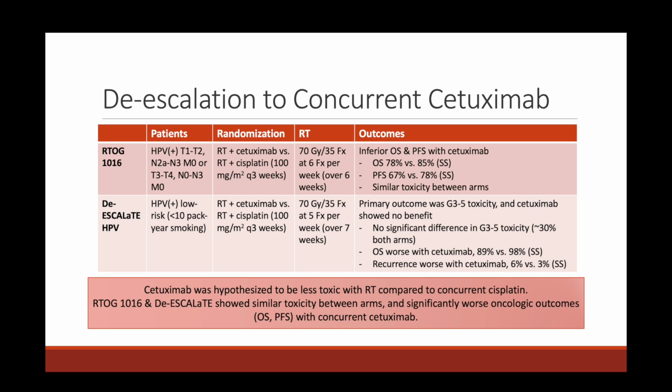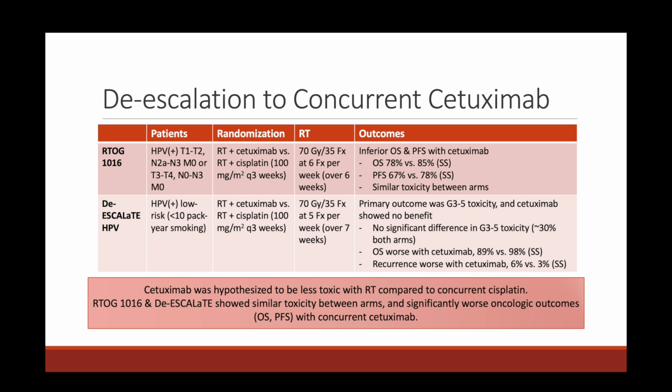RTOG 1016 enrolled T1 to T2, N2A to N3, or T3 to T4, N0 to 3. De-escalate enrolled HPV positive patients that were low risk with less than 10 pack year smoking history. So they randomized patients to radiation with cetuximab versus radiation with cisplatin, which was the standard of care. And the radiation was delivered a little bit differently. RTOG 1016 actually had accelerated radiation: 70 gray in 35 fractions delivered 6 fractions per week over 6 weeks, whereas de-escalate delivered it at 5 fractions per week over 7 weeks.